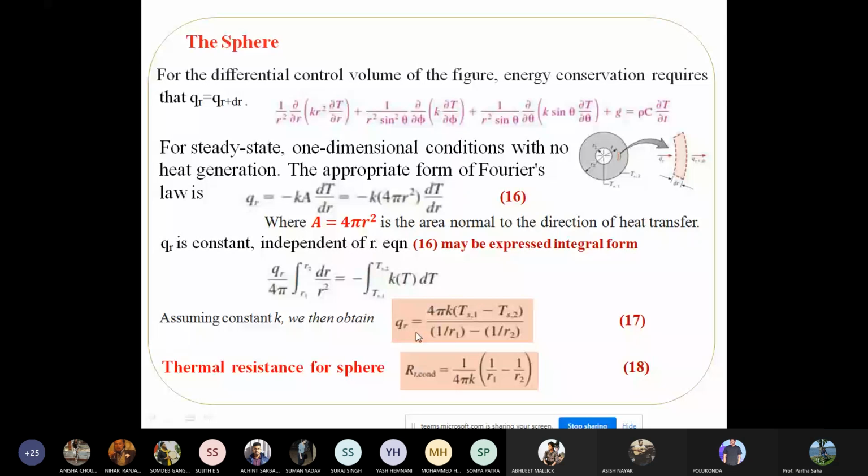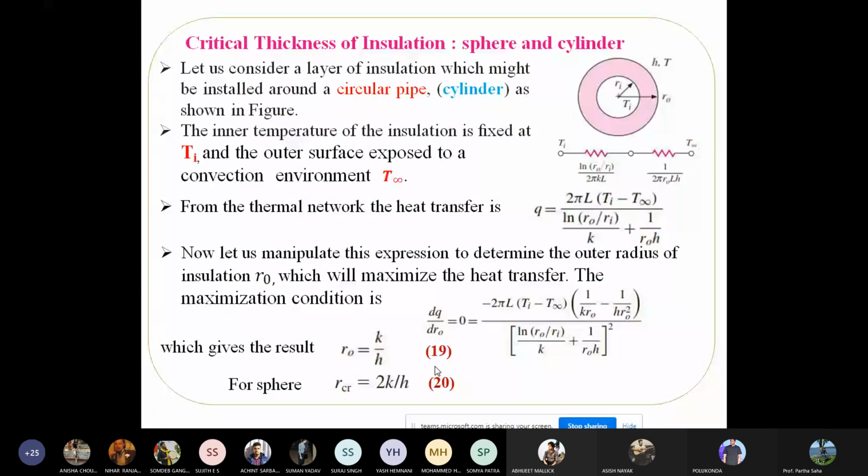Again, you can use the proper boundary conditions, T1, T2, R1, R2, and then solve for it. And then you get Q_r = 4 pi k (Ts1 minus Ts2) divided by (1/R1 minus 1/R2). Thermal resistance can be given by this term divided by 4 pi k. I hope you understand this. It's very simple, just like the previous one, the cylinder one.